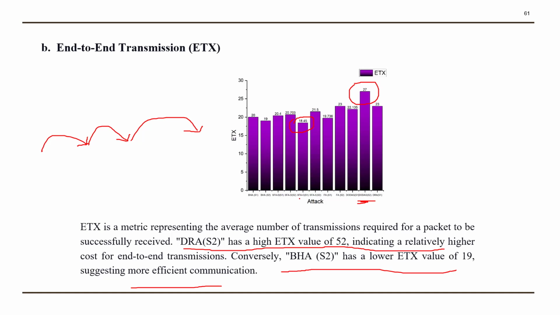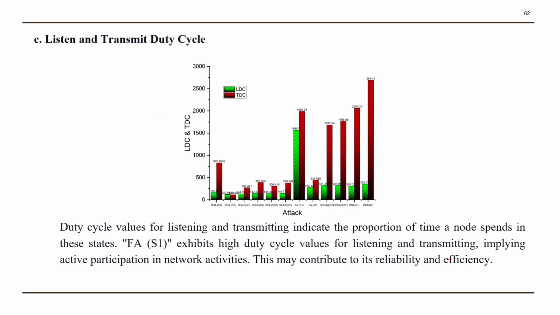So SFA control S1 takes the least ETX. Then DODAG S2 is taking more ETX. The line is not correct. Please check it in your PPT and change it. Like this, for every attack we are going to see which one is less and which one is more. If you compare like this, it will be good.